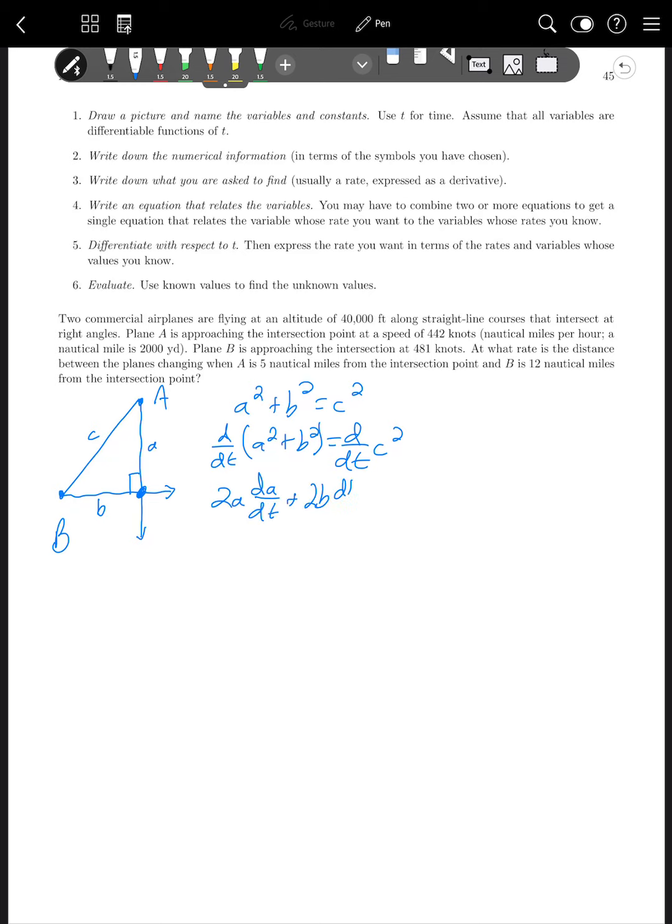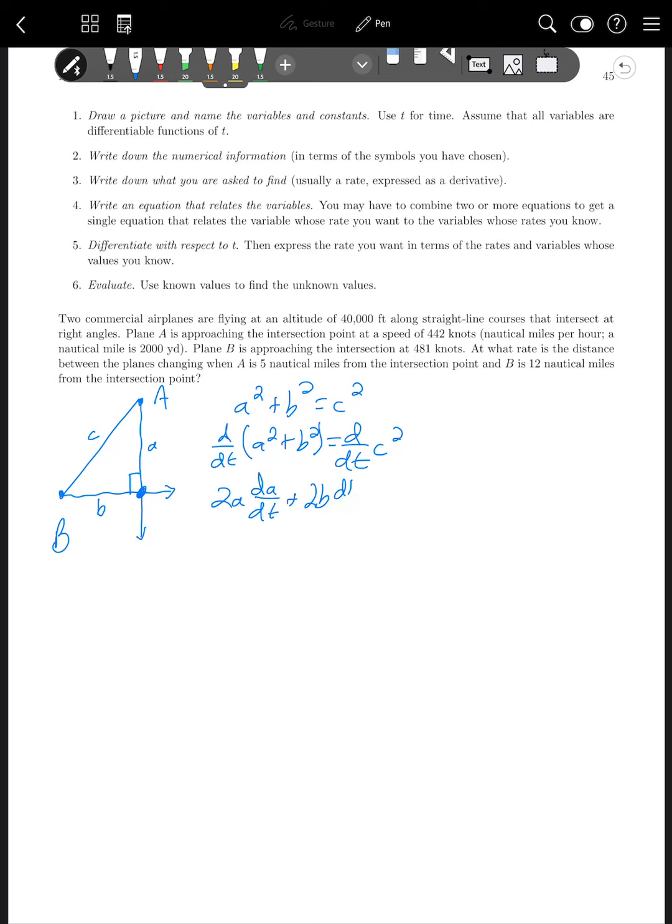And in fact, if you wanted to, you could go ahead and solve for it by dividing both sides by 2c. So I'm going to write this in a slightly different order, but we should get dc/dt equals 2a dA/dt plus 2b dB/dt, all over 2c. And then if you wanted, you could cancel out all those 2's. And now we just need to start substituting in for some of these. Well, we know A is 5 nautical miles from the point, so that is our A. So let's start plugging in some of these. So A is 5.